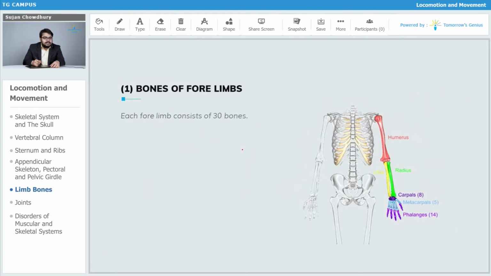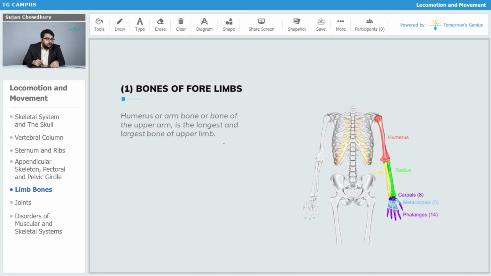Now each forelimb consists of 30 bones. Yes, at the forelimbs we have around 30 bones for us. The bones are joined with the help of several structures in between. We will know about each type, and this will help us understand the processes which go on for occurrence of movement and locomotion in us. So each forelimb consists of 30 bones. So in both our forelimbs we have a total of 60 bones.